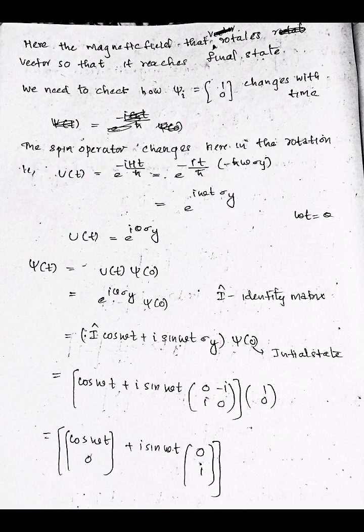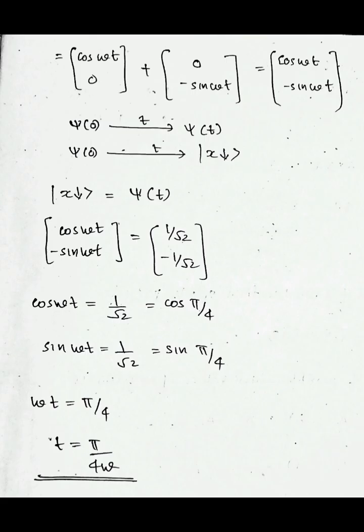So we can write this as cos omega t plus i sin omega t into the matrix (0, -i; i, 0) into (1, 0). And this is equal to (cos omega t, 0) plus i sin omega t (0, i). So this is equal to (cos omega t, 0) plus (0, minus sin omega t). This is equal to (cos omega t, minus sin omega t). So this is the value of psi of t.